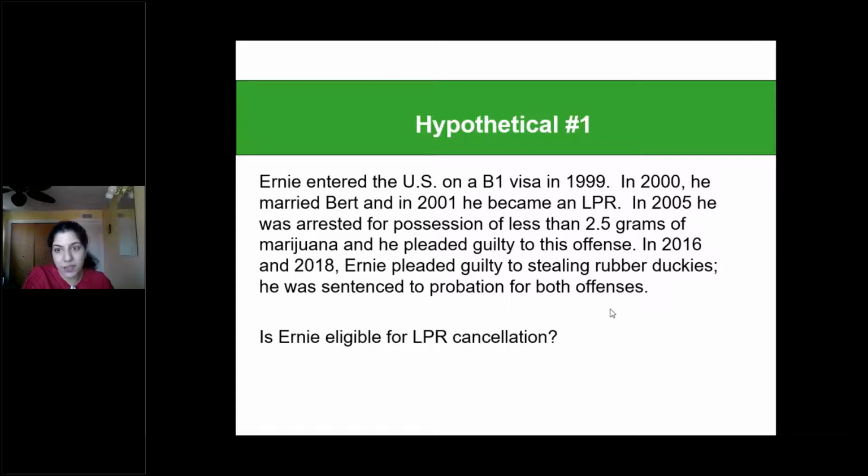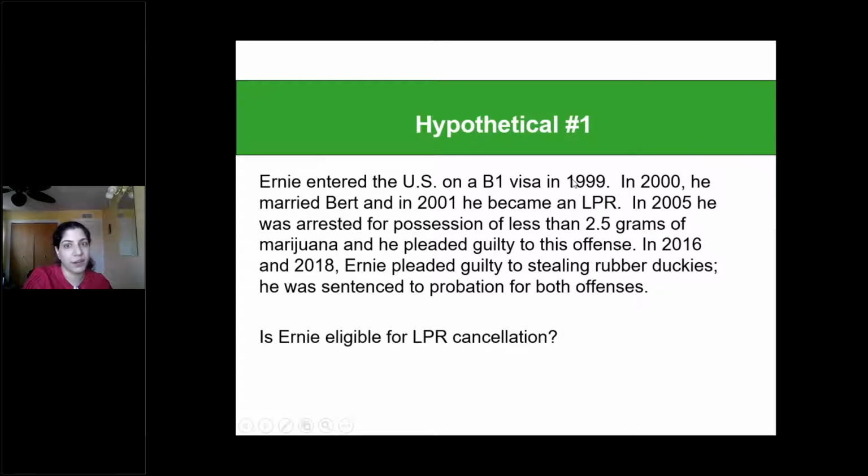So let's go ahead and talk this through. So Ernie here entered the US on a B1 visa in 1999. In 2000, he married Bert, and in 2001, he became an LPR. So first question is, does he have the 5 years as an LPR? He became an LPR in 2001. It's now 2020. Yes, he has the 5 years. The next question is, does he have the 7 years?